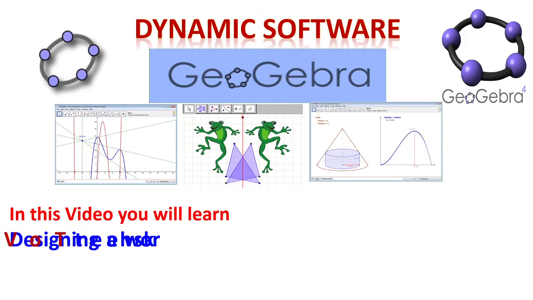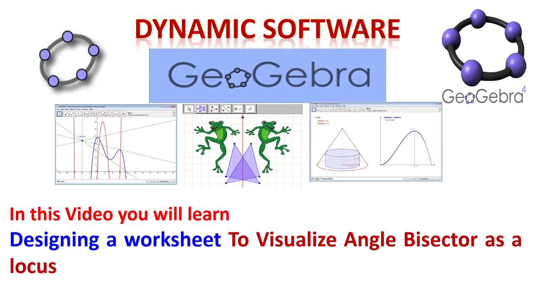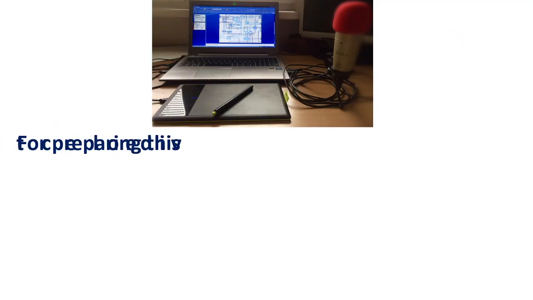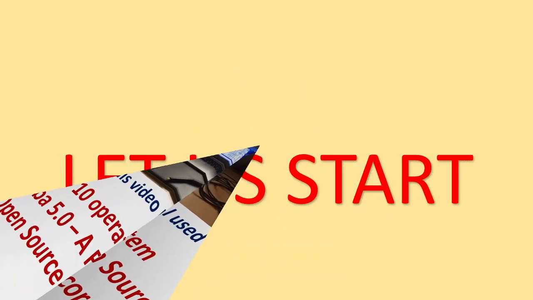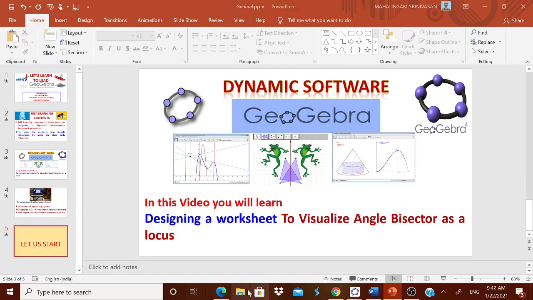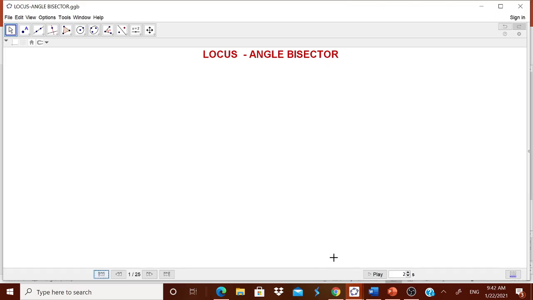In this video, you will learn designing a worksheet to visualize an angle bisector as a locus. For preparing this video lecture, I used Windows 10 operating system, a licensed version, GeoGebra 5.0, a free open source software, and free open source screen recorder software. Let us start. Let me show you what type of worksheet we will be designing.